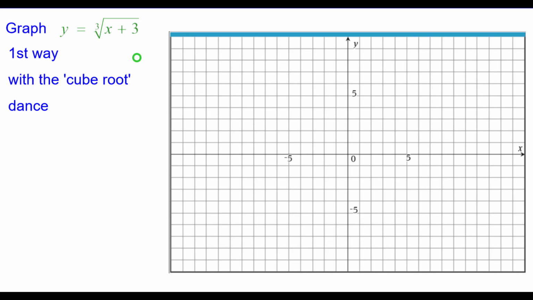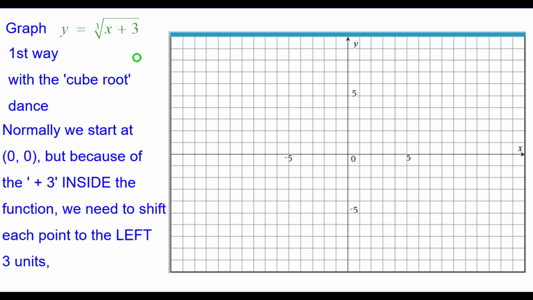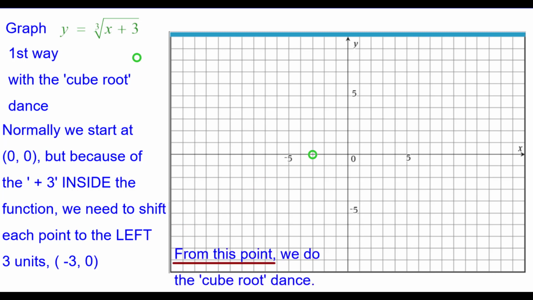The first way is with what we call the Cuberoot Dance. Normally we start at the origin, but because of the plus 3 inside the function, we need to shift each point to the left 3 units. So we're going to start at the point -3, 0. From this point, we will do what we call the Cuberoot Dance.